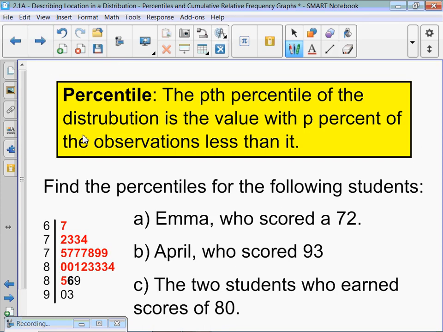So the definition of percentile: the pth percentile of the distribution is the value with p% of the observations less than it. So count the number below and divide by the total. Let's look at some other people's scores and see how they compared.